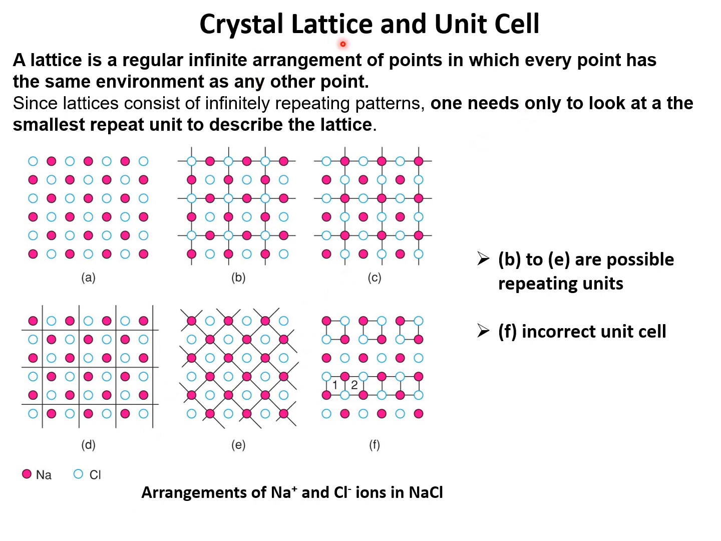Let us see what is crystal lattice and unit cell. In this slide, you can see the arrangement of Na+ and Cl- ions in sodium chloride. We know very well, even in the solid state, each Na+ is surrounded by 8 Cl- ions and vice versa. So a lattice is a regular infinite arrangement of points in which every point has the same environment as any other point. Since lattices consist of indefinitely repeating patterns, one need only look at the smallest repeat unit to describe the lattice. So the unit cell is nothing but the smallest repeating unit.